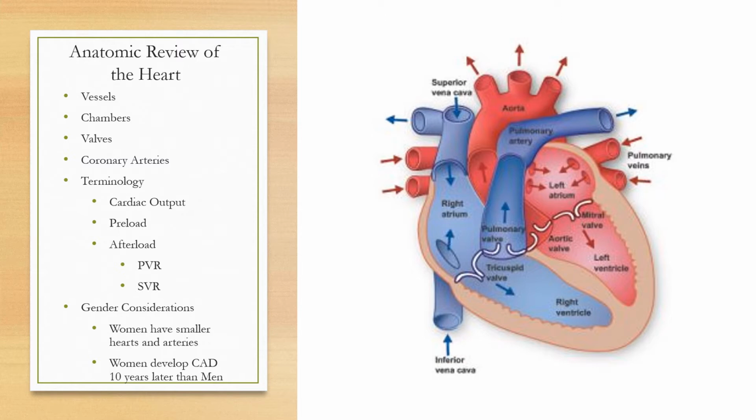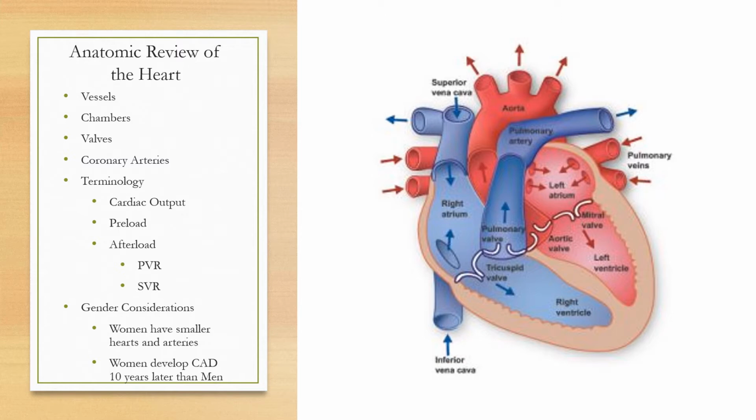Now, you can't see the coronary arteries in this image. The coronary arteries are on the surface of the heart. So they come off the first part of the aorta, and you have a left coronary artery and a right coronary artery. And then they branch off and go to all the different parts of the heart to feed the heart with oxygen and glucose.